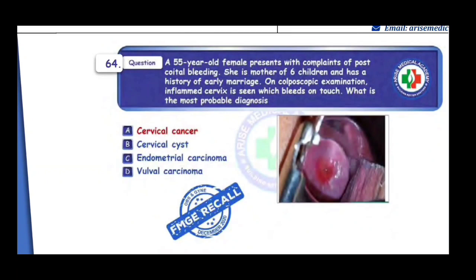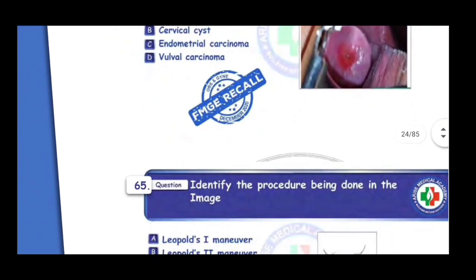Next one, a 55-year-old female presents with complaint of postcoital bleeding. She is mother of 6 children and has a history of early marriage. On colposcopic examination, inflamed cervix is seen which bleeds on touch. What is the most probable diagnosis? So the correct answer is cervical cancer.